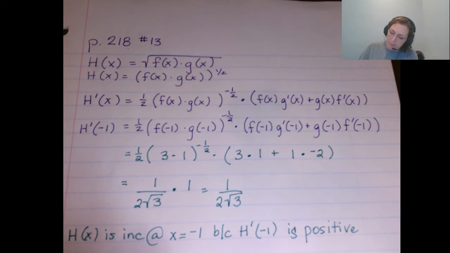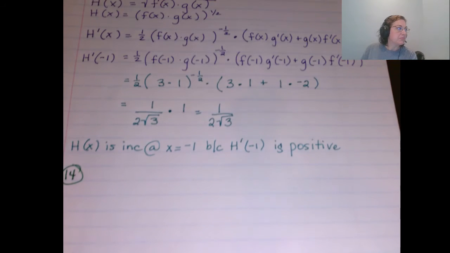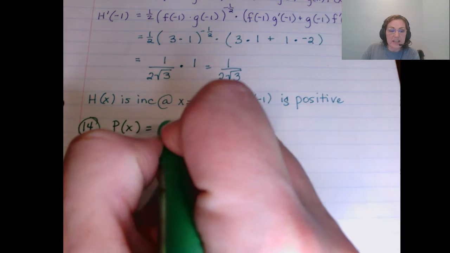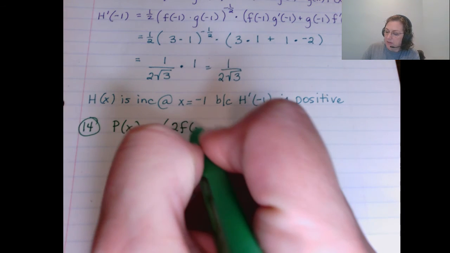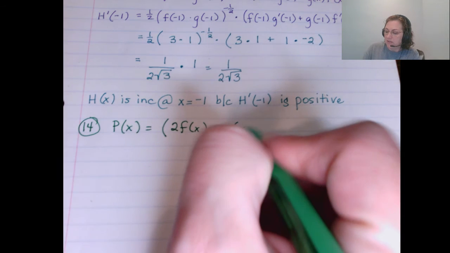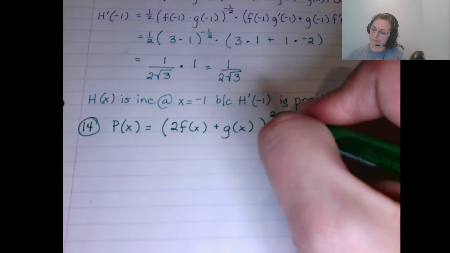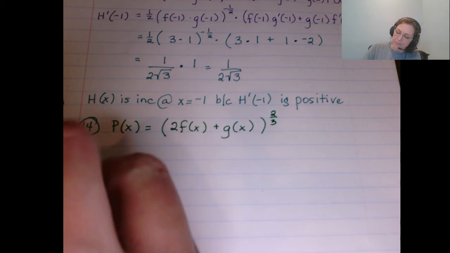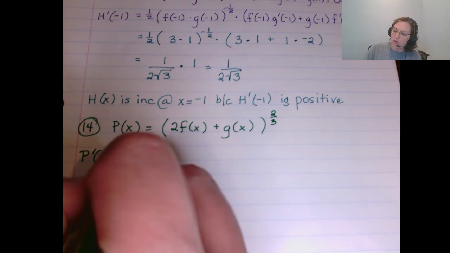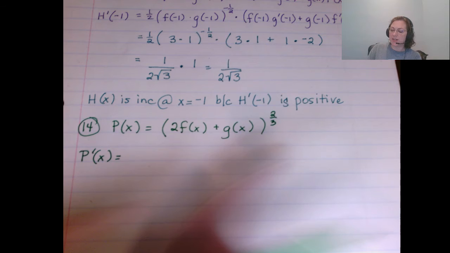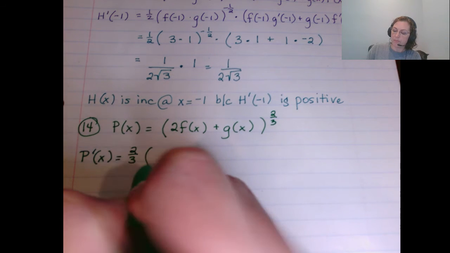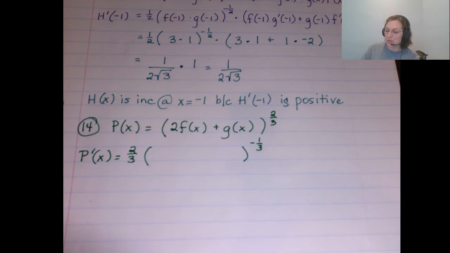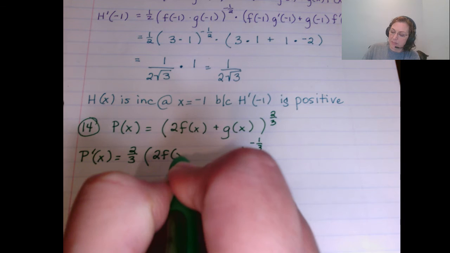In this one, we're dealing with P of x. And we're told that P of x is 2f of x plus g of x, all to the 2/3 power. So again, we're going to do our chain rule. We're looking for the derivative at 0. So look at your chain. You've got something being raised to the 2/3 power. What was that something? It was 2f of x plus g of x.